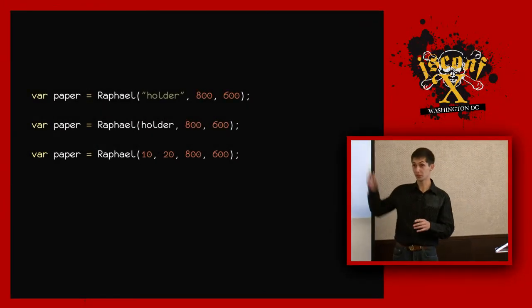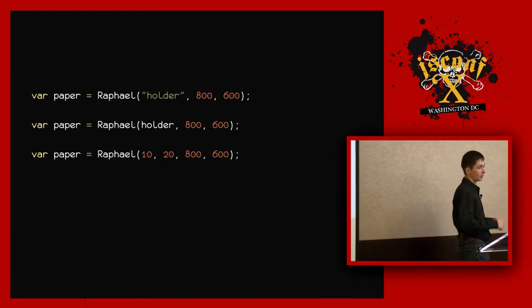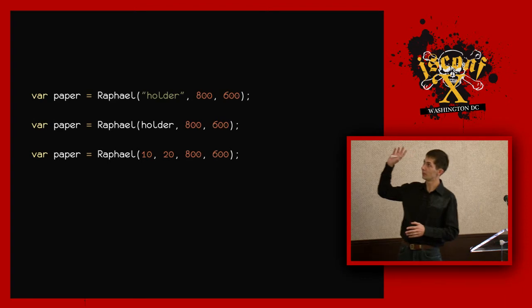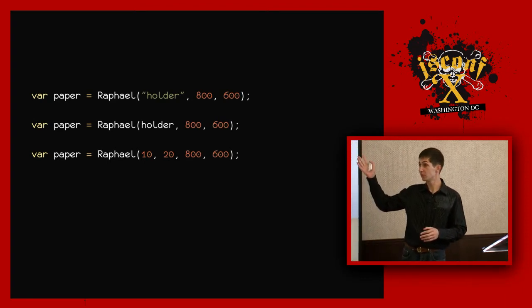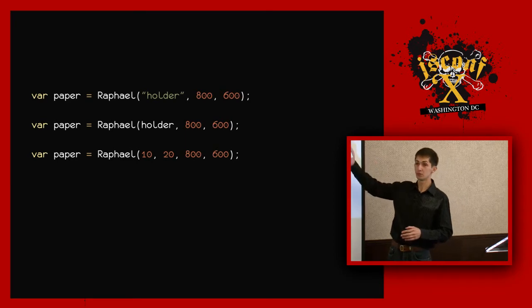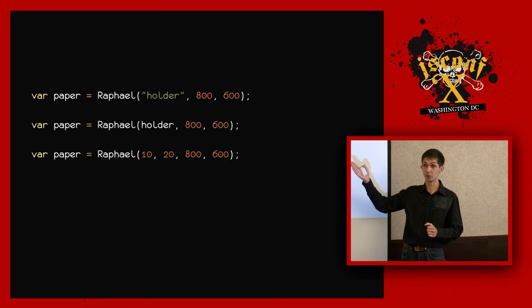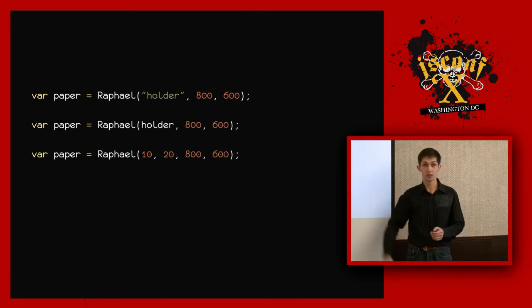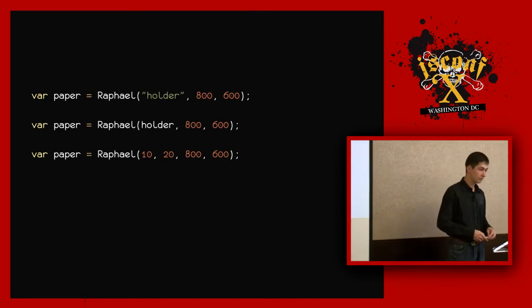Very simple, there are three ways to create the paper. First way, you write Raphaël and pass the parameters: the ID of a placeholder, some div for example, and dimensions, width and height. Second variant, you pass the actual DOM element as placeholder, and width and height. And the third variant, you pass top, left, width and height. Depends what is most suitable for you.